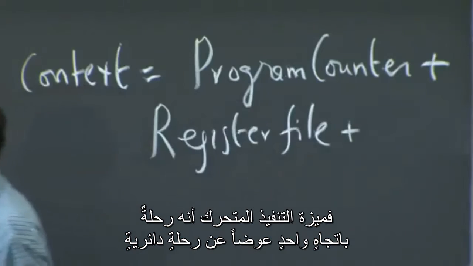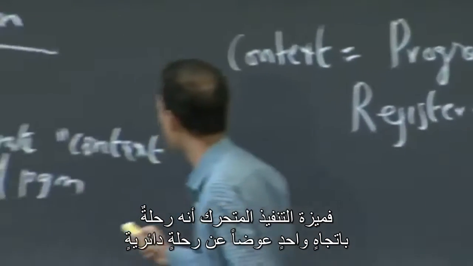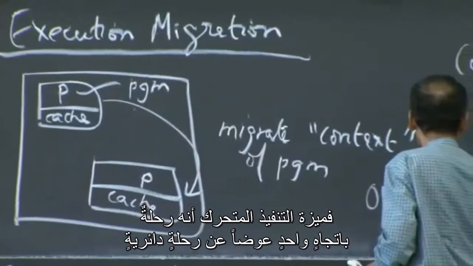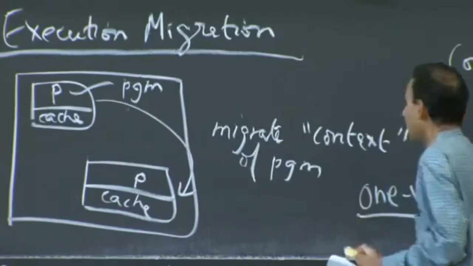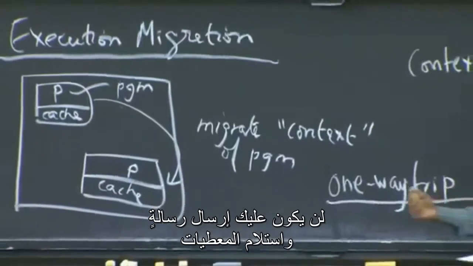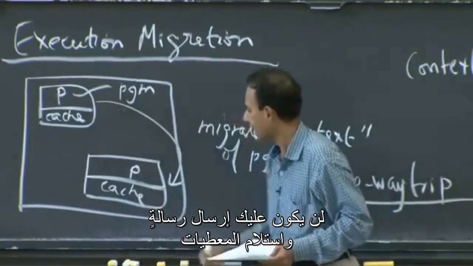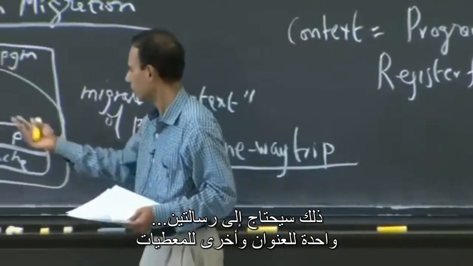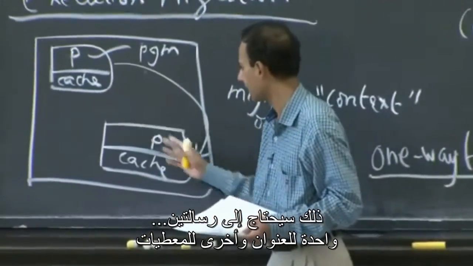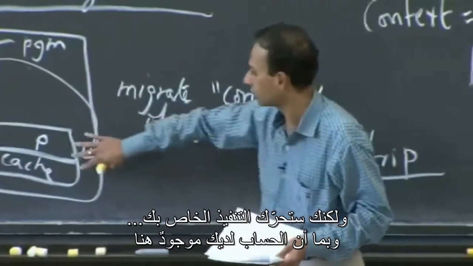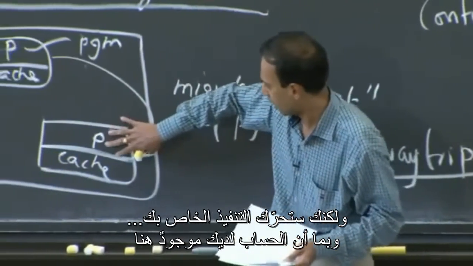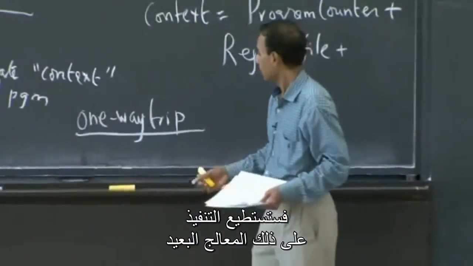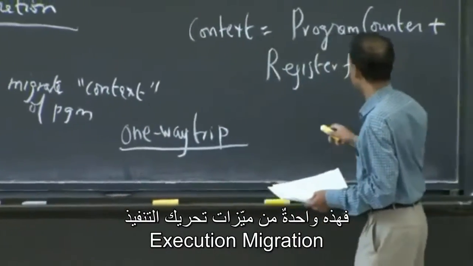So the advantage with execution migration is that it's a one-way trip as opposed to a round trip. You don't have to send a message and get the data back, which would be two messages, if you will, one in the case of the address and the other for the data. But you migrate your execution and you run, since you have computation out here, you can run on this remote processor. So that's one of the advantages of execution migration.